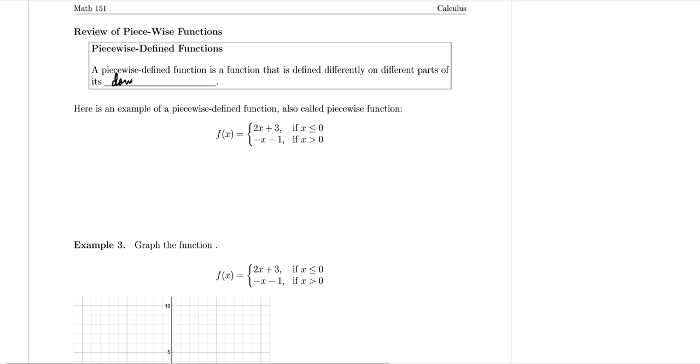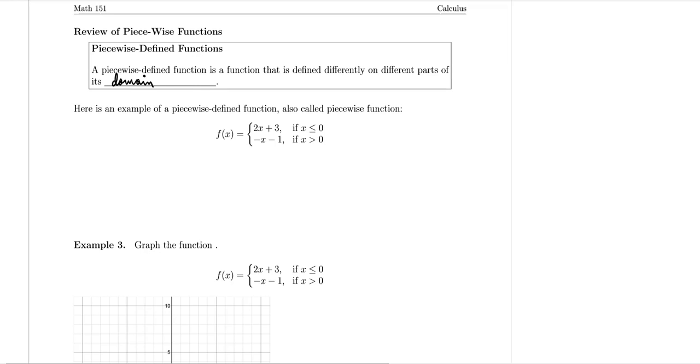Now the reason I want to review them is because I know that it can be a topic that maybe you have not seen, or maybe you saw a while ago and maybe it was a little bit confusing. So piecewise functions will be appearing in calculus here, and I just want to make sure that we all know what they are and we all know how to graph them and interpret them.